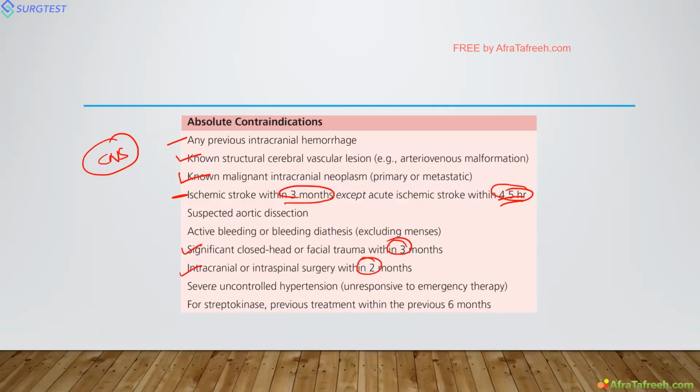Next, severe uncontrolled hypertension, unresponsive to emergency therapy. This is very important. Whenever the patient has a BP of 190, you don't say, I will not lyse. You reduce the BP, and if the BP is reducing, then you lyse the patient. For streptokinase, previous treatment within 6 months is an absolute contraindication. Next, suspected aortic dissection. So these are the absolute contraindications.